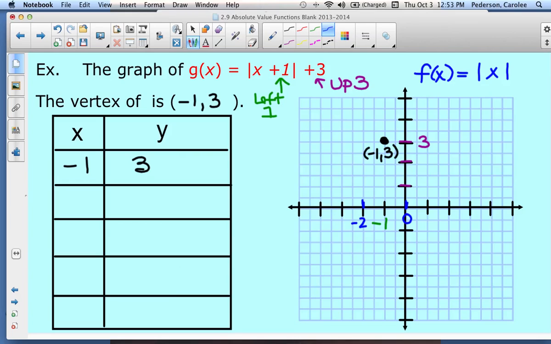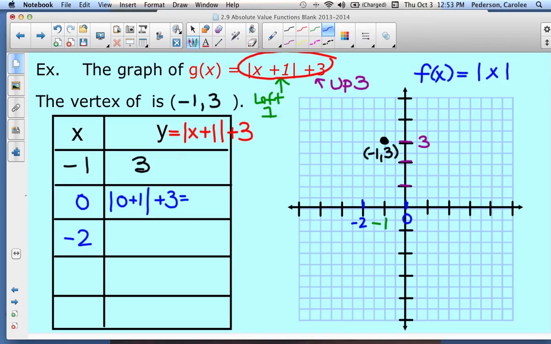So I'm going to pick 0 and -2, and I'm going to evaluate the function. So remember, this is our function. I'm going to say y equals the absolute value of x plus 1, and then plus 3. This is what we're evaluating in. So now let's go ahead and evaluate those 2 ordered pairs. Let's start with 0. Take the absolute value of, replace the x with 0, plus 1, and then plus 3. Now we're going to simplify that. The absolute value of 1 plus 3: the absolute value of 1 is 1, plus 3, and we get 4.